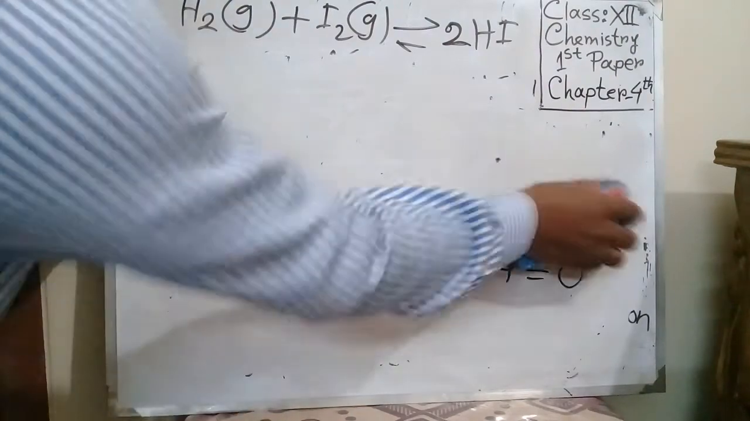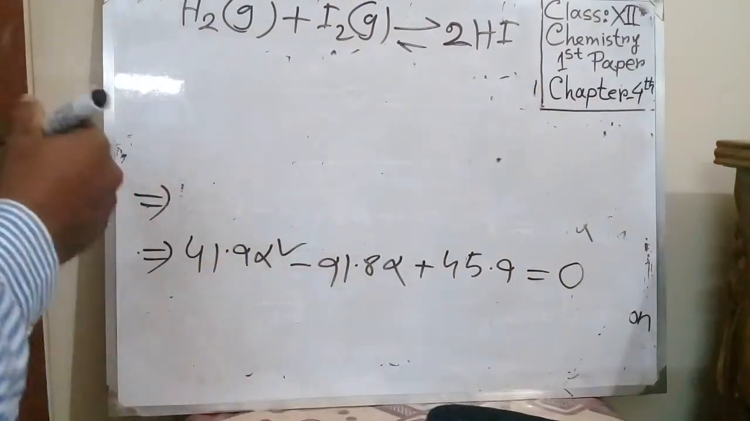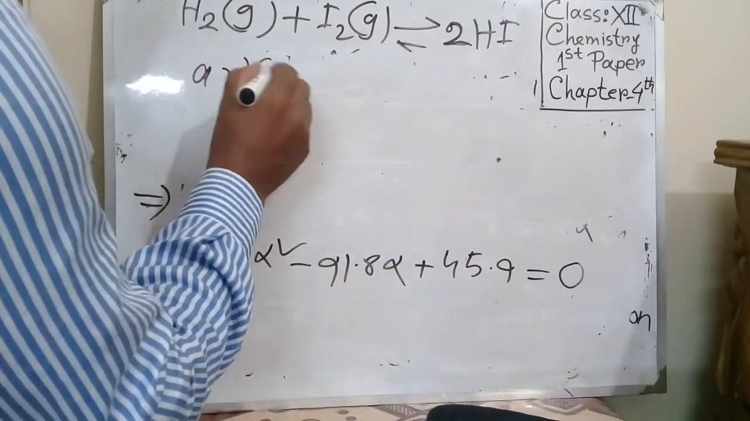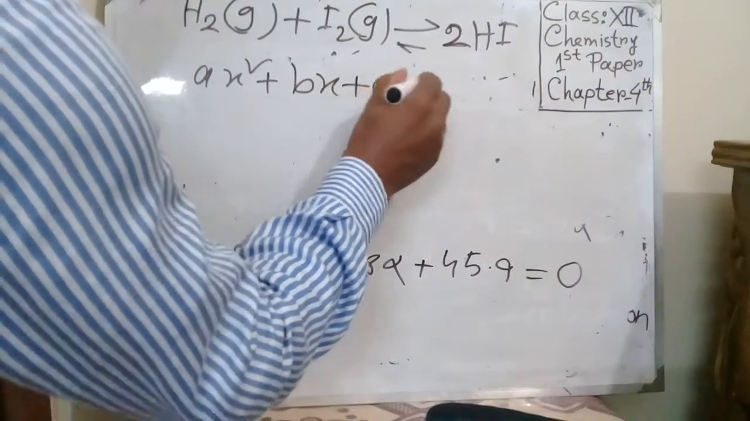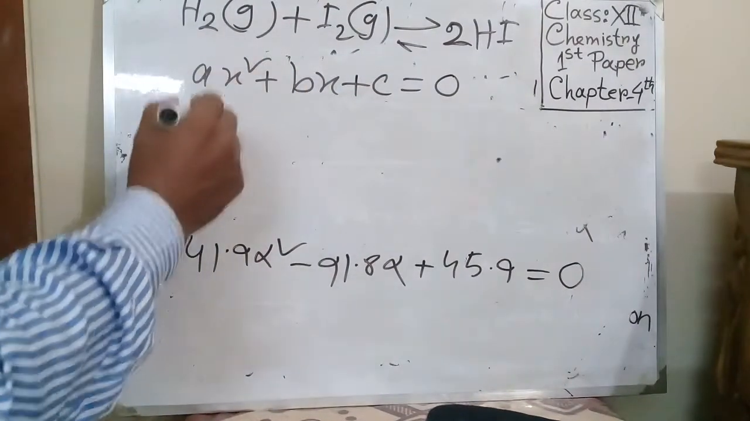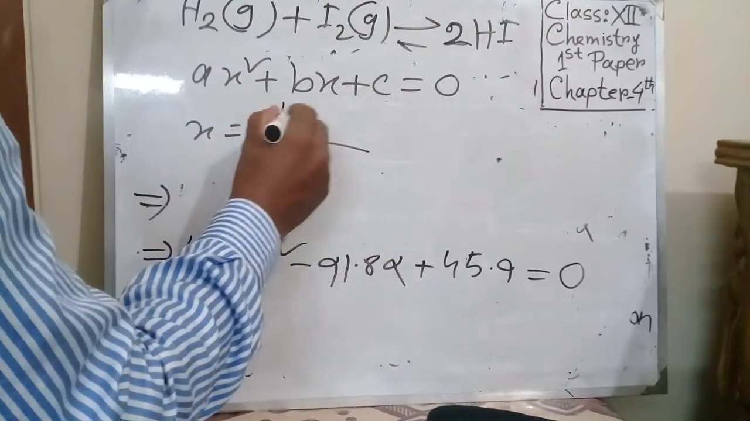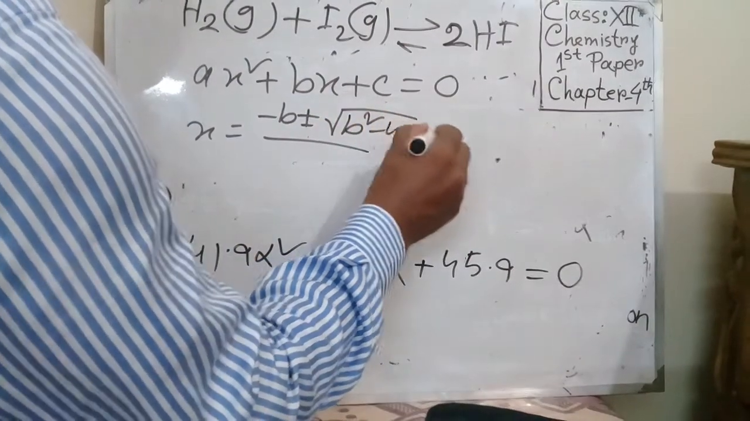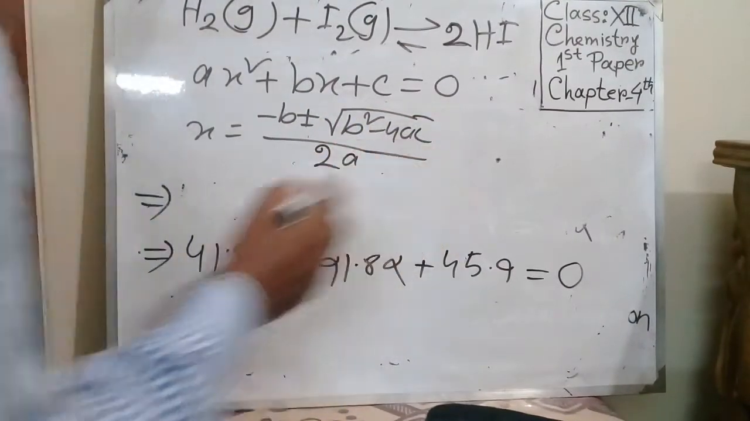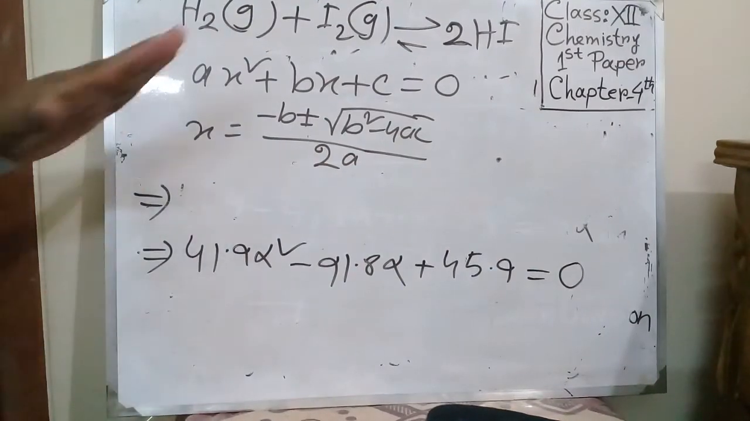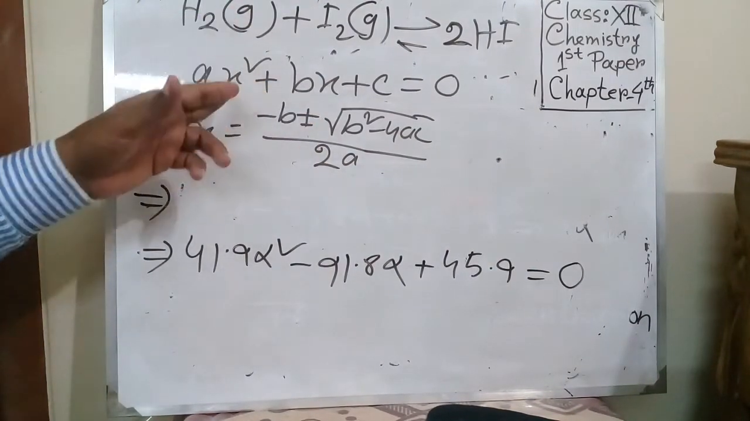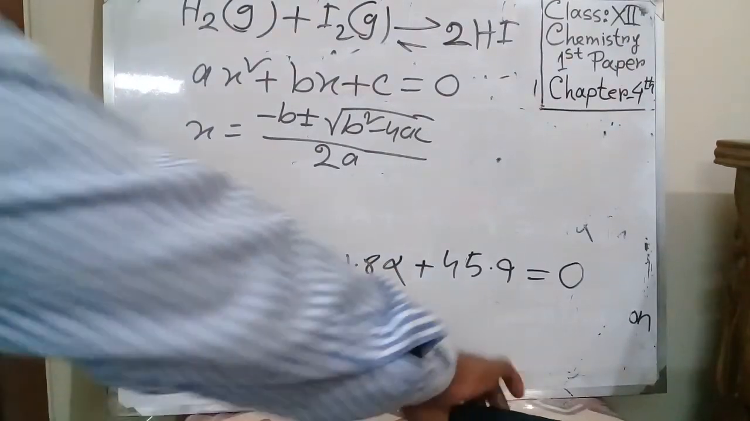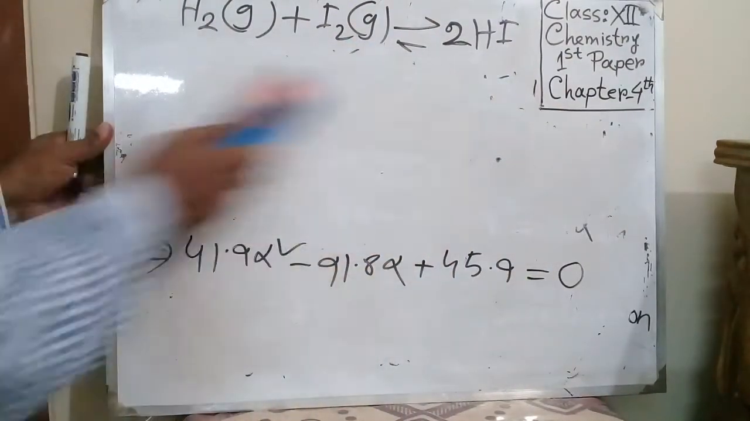What's the formula? For ax square plus bx plus c equal to 0, x will be minus b plus minus root over b square minus 4ac, divided by 2a. Everyone knows this one. This is the formula, and using this formula we will find out the value of alpha. So I will erase this one again.